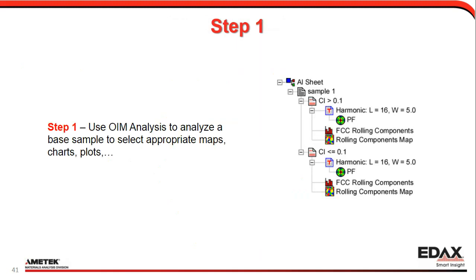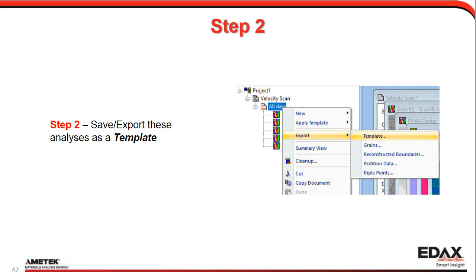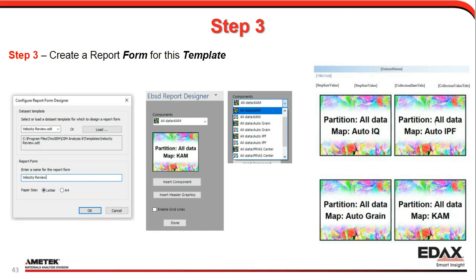So the first step is you use OIM Analysis to analyze your base sample, to select the appropriate maps, charts, plots, whatever it is you think might be important for analyzing your materials. And then you save that into a template. And you export that template, save it somewhere useful you can remember. And then you create a report form for that template.